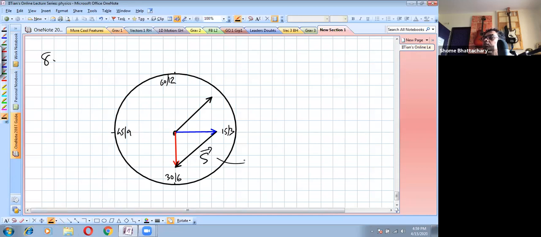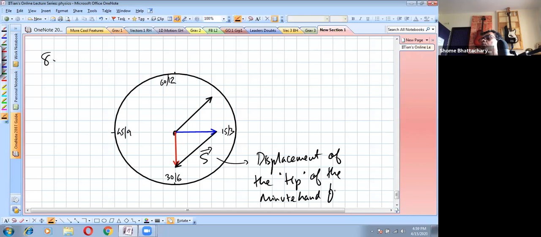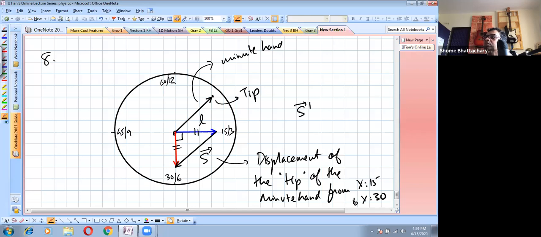This is the displacement of the tip of the minute hand from x15 to x30. That x could be anything, 1 o'clock, 2 o'clock, it doesn't matter. So this is my minute hand, and this point is the tip of the minute hand. In this diagram, between this and this, the tip is displaced like this. You can see that this is equal to this, which is the length of the minute hand, and this angle is 90. So the magnitude of S becomes L root 2, whatever the length of the minute hand is, times root 2. The length of the minute hand is given in the question, and that's how you finally solve it. So this is about the 8th question.